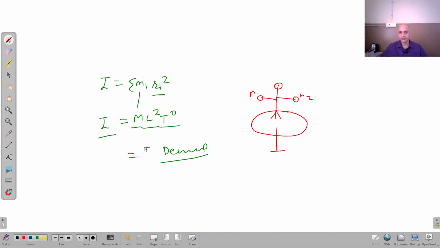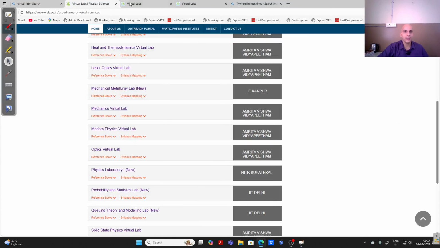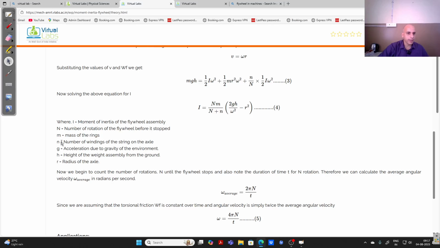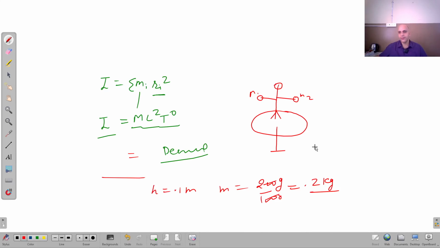h is 0.1 meter. Mass is 200 gram. So 200 by 1000 will give you 0.2 kilogram, right? Two things are there. Now I'm going to the small n. You can see here, small n. Small n is the number of bindings of the string or thread on the axle. So here we have taken it as 5. Small n is equal to 5.